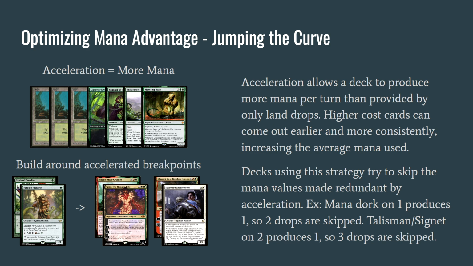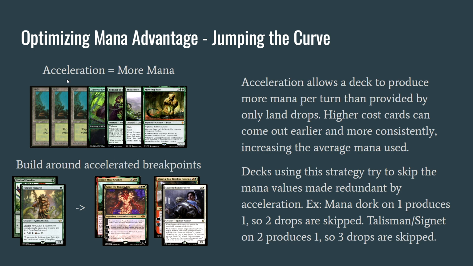Sort of the last way that you can optimize mana advantage is by jumping the curve. This is most obvious in green decks with mana dorks, because the way it works is that you use acceleration to be able to produce more mana than you would just by playing one land drop every turn. And that lets you leverage your increased mana to play costlier effects because they come out faster and more consistently, because you have more mana over the course of the game.